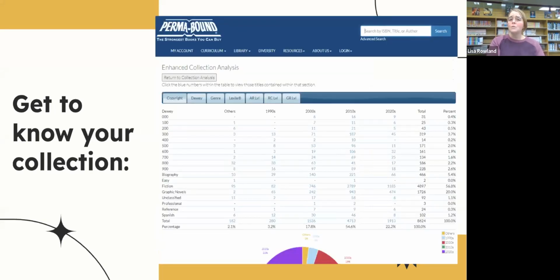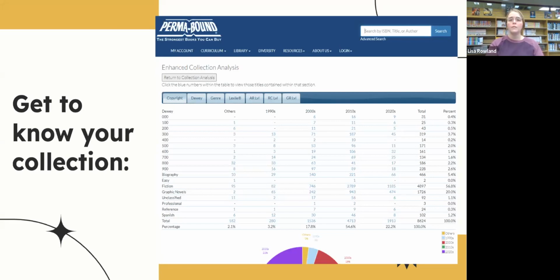Now, Permabound also has a collection analysis tool. So you can download your MARC records and upload them to Permabound. And so one of the nice things about Permabound, if you've used them before, you may know the Brown Brothers. And if you are wanting to do some collection analysis and you're not sure how to do it and how to get your files in or what format, they will show up and they will help you because they are amazing in that sense.